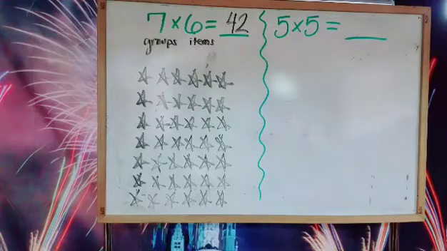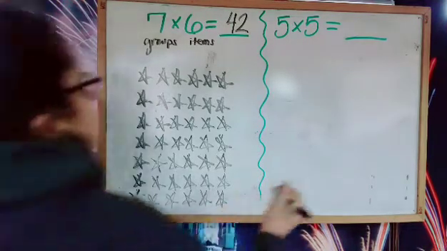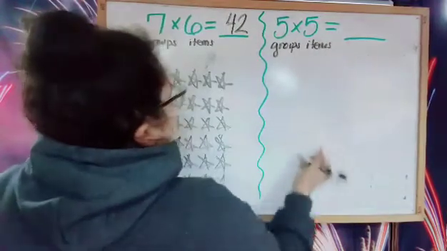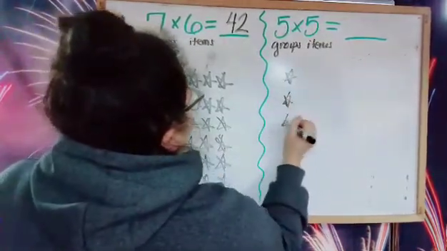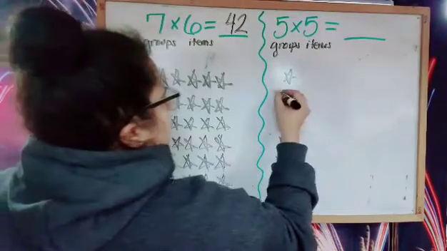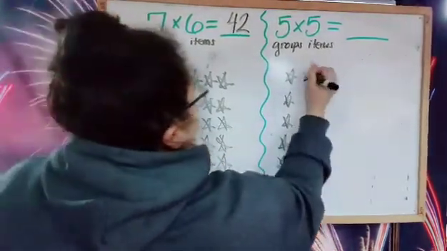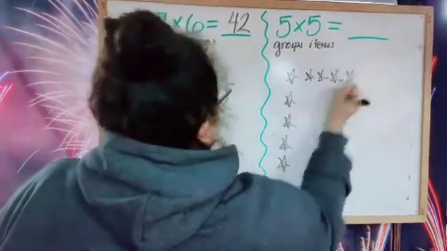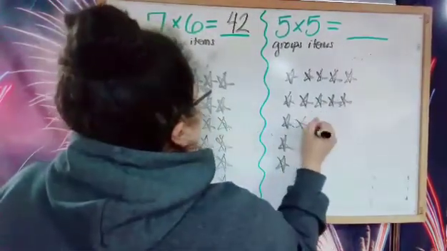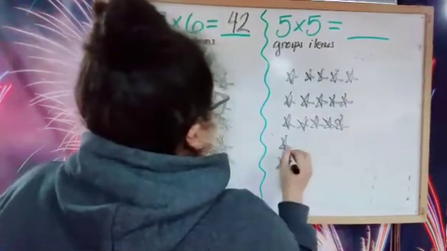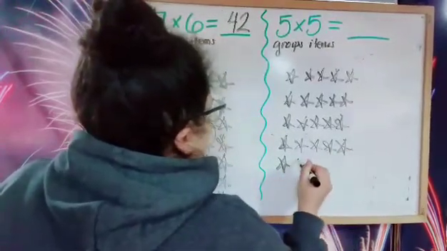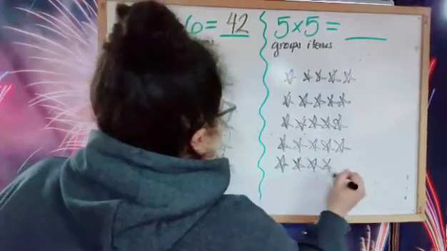Let's go ahead and do this next array. 5 times 5. So again, we're looking for 5 groups with 5 items in each of them. So again, stars, 1, 2, 3, 4, and 5. There's my 5 groups, and I need 5 items in each of them. So 1, 2, 3, 4, 5. Row 3. Row 4. Last row.